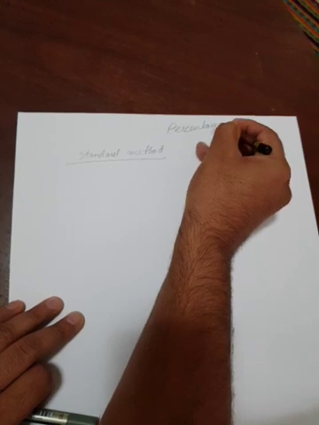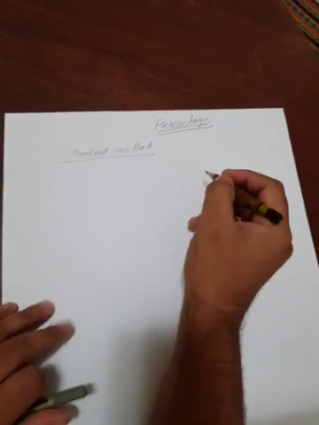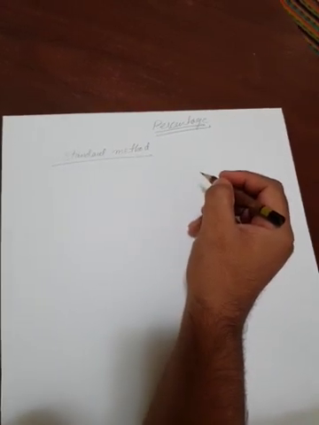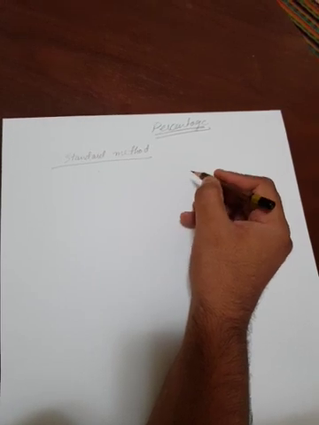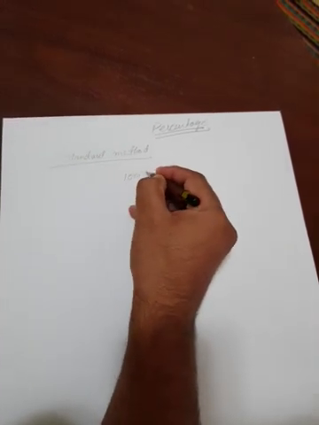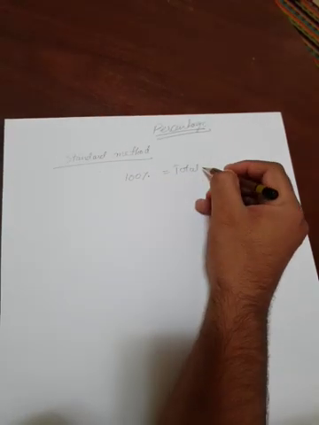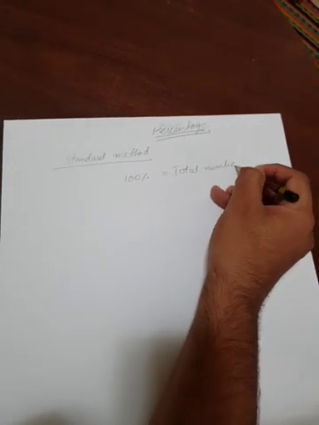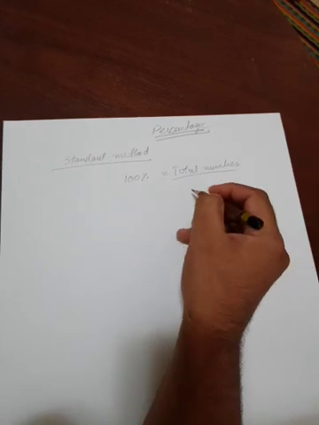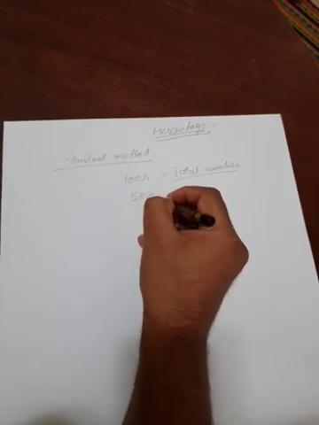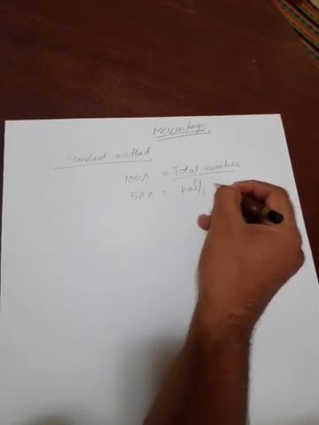Percentage is a word which gives you the idea that what we are dealing with is out of 100. This means that 100% means the total number, the complete thing. When we say 100%, this means the complete thing. When we say 50%, this means half of the total.